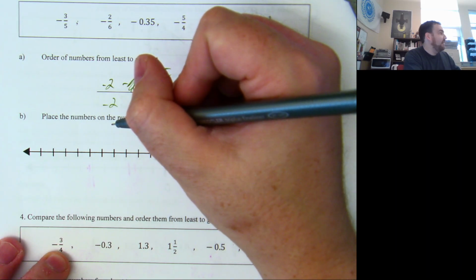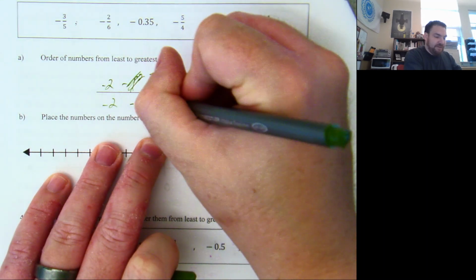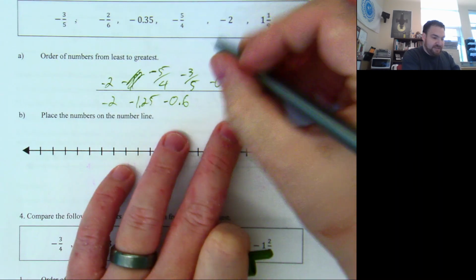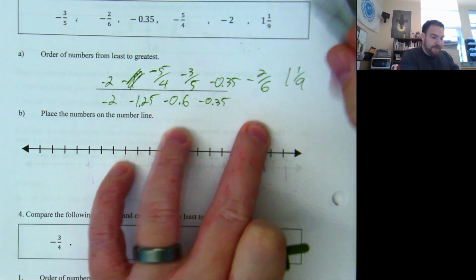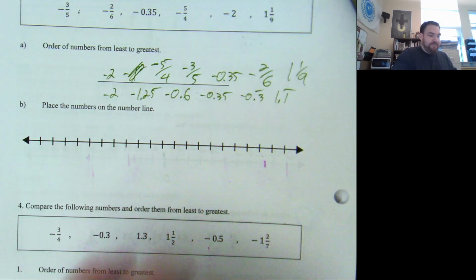Okay, I'll be right there. I've got to figure out what these guys are doing. This is negative 1.25. This is negative 0.6. This is negative 0.35. This is negative 0.3 repeating, and this is 1.1 repeating. Okay. So you guys, what was your order?